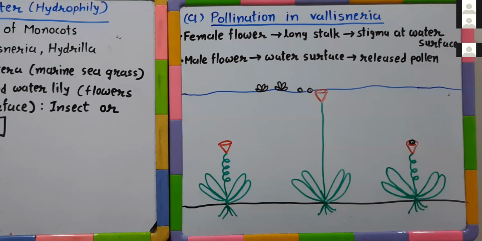When the female flowers, which already have a very long coiled stalk, are at the time of receptivity of stigma, the stalk becomes uncoiled, it becomes straight, and brings the female flower to the water surface. At the water surface, some of the floating pollen grains reach the stigma of the female flower. Once pollinated, as you can see, the stalk will be recoiled, bringing the flower back from the surface to the underwater status. That's how the pollination occurs in Vallisneria.